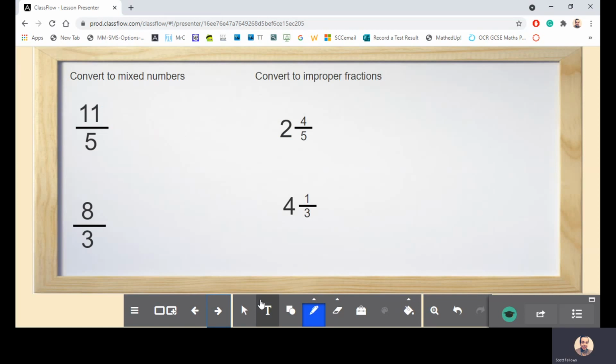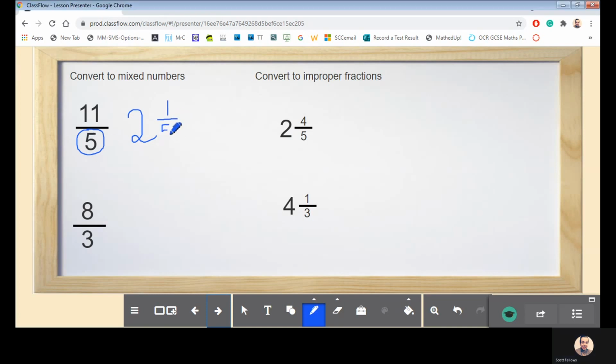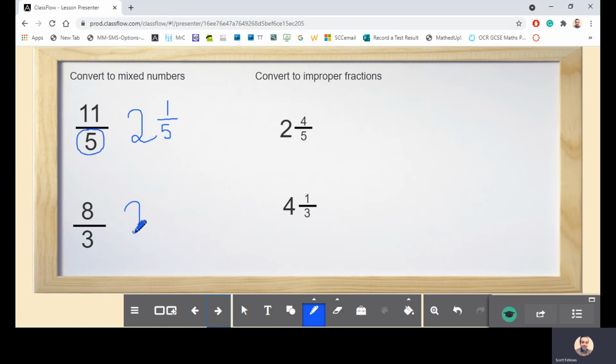Okay, converting improper fractions to mixed numbers. So you need to think, how many 5s are there in 11? So how many 5s in 11? Which is 2. So you write a big 2, and the remainder, so 5, 10, the remainder is 1. And you write that as a fraction, like that, 1 over, and this is always the bottom number. So the number in the question is the bottom number. Okay, 8 over 3. How many 3s are there in 8? Again, it's 2. And the remainder is 2, so 3, 6. Remainder is 2 over 3. So again, the bottom number stays the same.